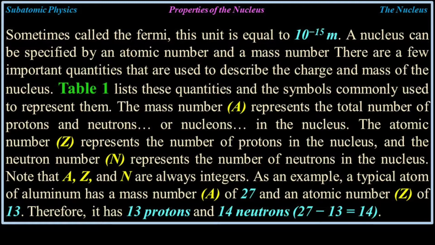As an example, a typical atom of aluminum has a mass number A of 27 and an atomic number Z of 13. Therefore, it has 13 protons and 14 neutrons and an atomic mass number of 27. That means that it would have 14 neutrons because 27 minus 13, the number of protons, is 14.